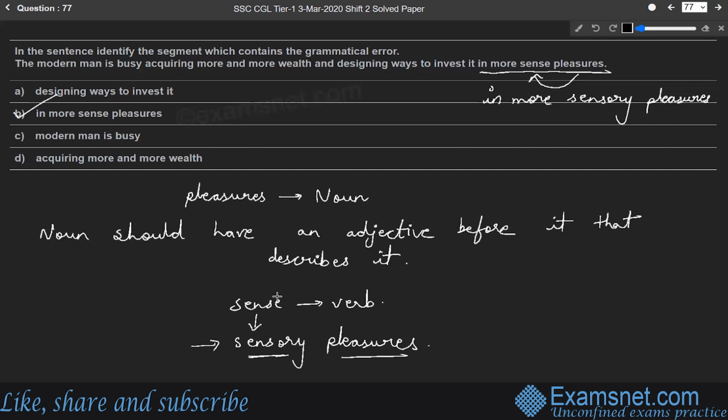Remember that we have to identify the segment which is grammatically incorrect. So the segment that is incorrect is "in more sense pleasure". In place of this, there should be "sensory pleasures". Sensory is an adjective and pleasures is a noun. I hope you are clear with the concept of adjective and noun, that an adjective is placed before a noun just to modify the noun and provide some information about it. So for this question, the correct option is option B.